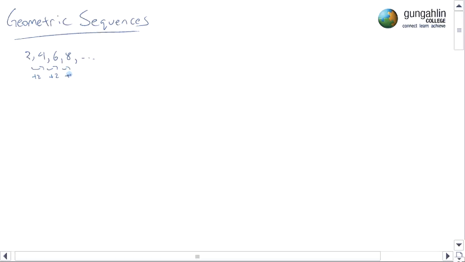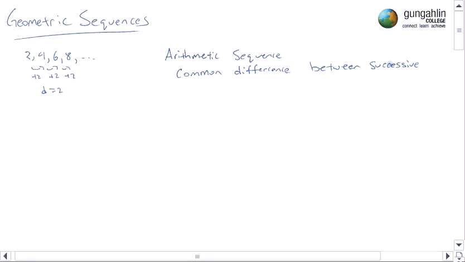So the sequence goes up by 2 at each position, and we call this a common difference between any two successive terms. So this is an arithmetic sequence, and there's a common difference between successive terms. And we call that common difference D.